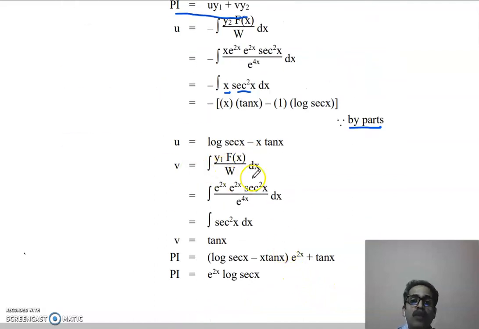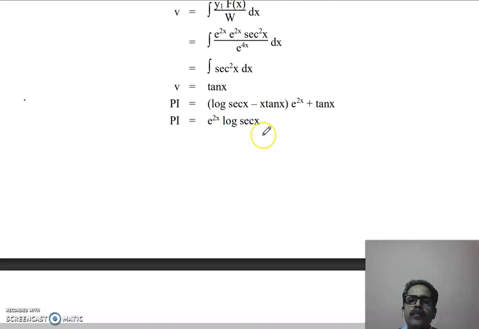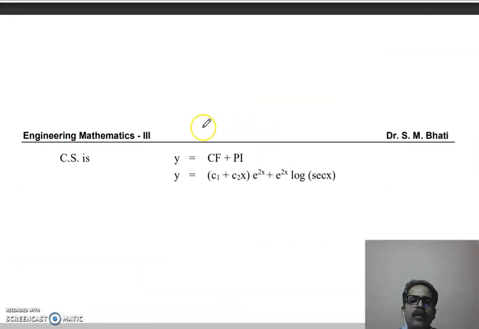Now this is the formula for v. Put all the values of y1, f of x and W. We find here integration of sec square x, and there is a standard formula: integration of sec square x is tan x. So in this way we obtain the value of PI, and after obtaining PI we can write the complete solution as y equals CF plus PI. Put the value of CF, put the value of PI, and like this we can get the answer of the problem.